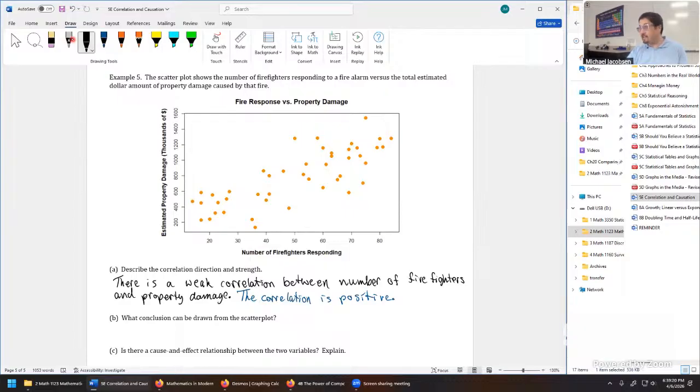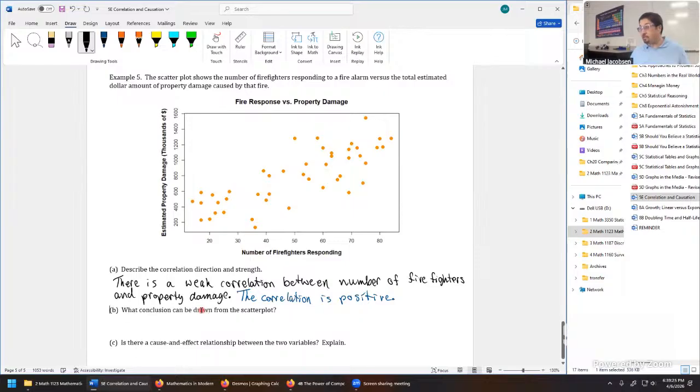So that's our first part there. Part B is pretty similar from what we've been doing on our other scatter plot problems. What conclusions can be drawn from the scatter plot? Here we need to be really careful when we write out that conclusion.